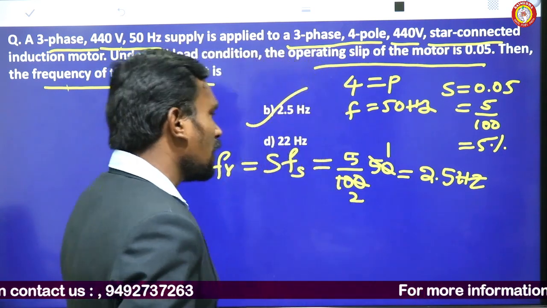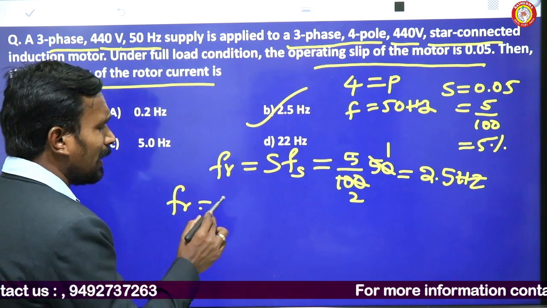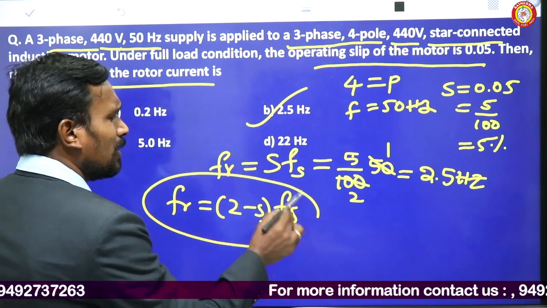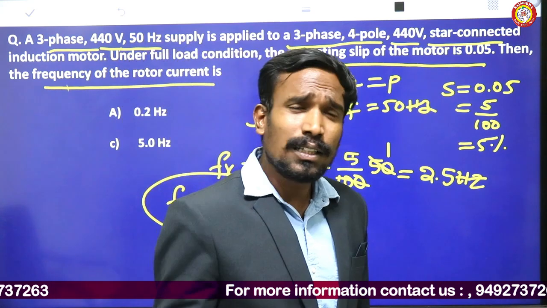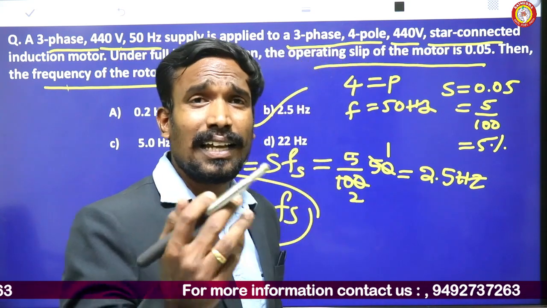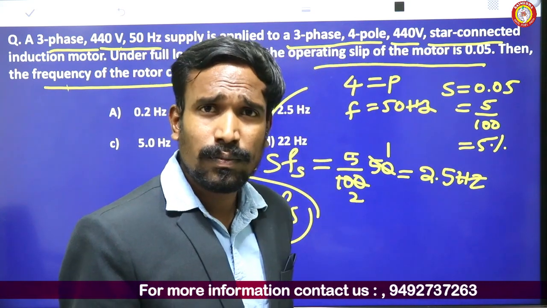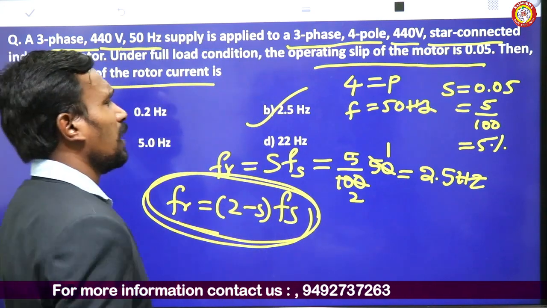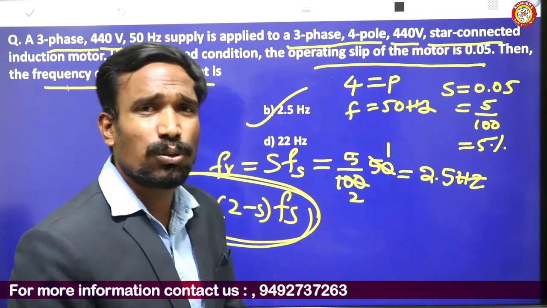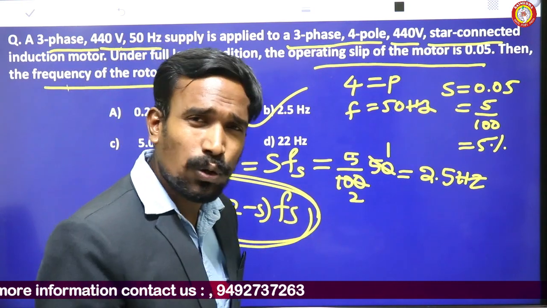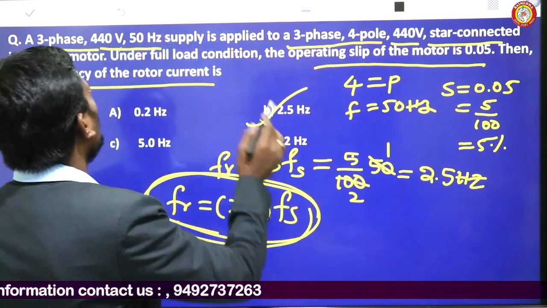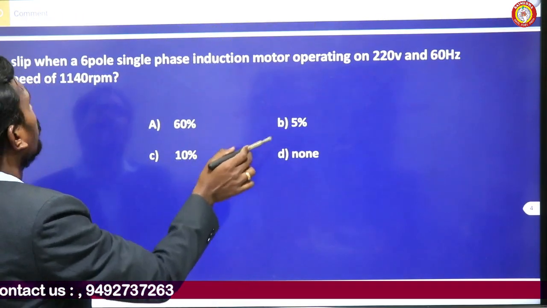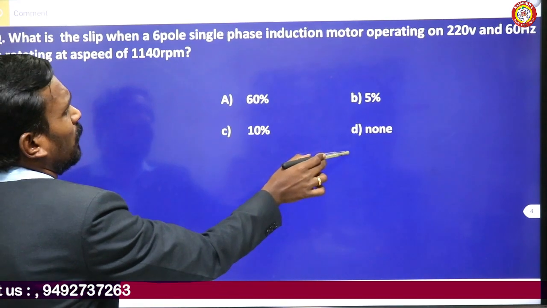They may ask you a question: if my rotor is rotating in reverse direction, in negative sequence, then what is the rotor frequency? Like that they may ask. If they ask for negative sequence, the rotor frequency is (2 minus s) into fs. Remember this also. Like this, very simple questions they asked here. Let's go for the next question.